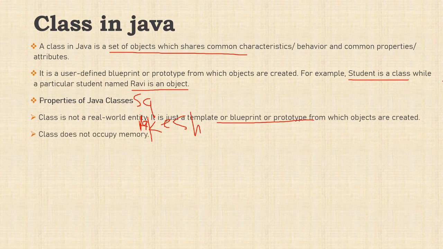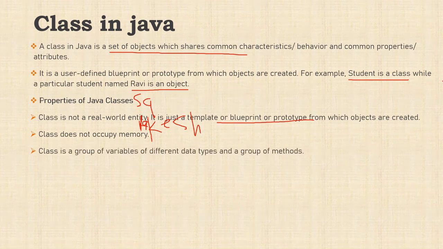At the time of declaration of the class, it does not occupy any memory. A class in Java is a group of variables of different data types and a group of methods. So for getting the class, you have to declare the variables and the methods.